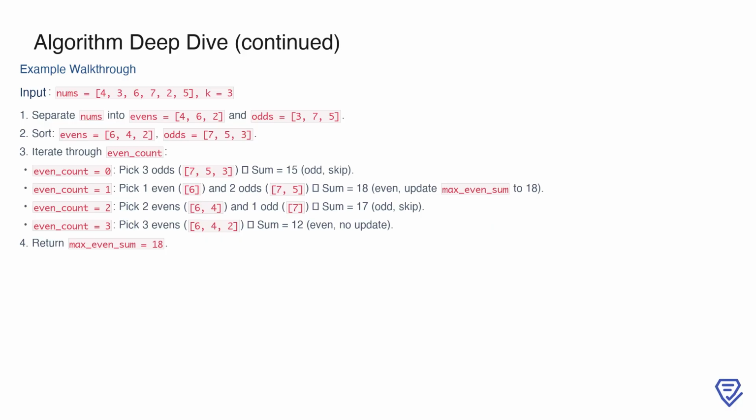For even_count equals 2, we select 2 evens, 6, 4, and 1 odd, 7. The sum is 17, which is odd, so we skip it. Finally, for even_count equals 3, we select all 3 evens, 6, 4, 2, resulting in a sum of 12, which is even but less than 18. Thus, the final result is max_even_sum equals 18.